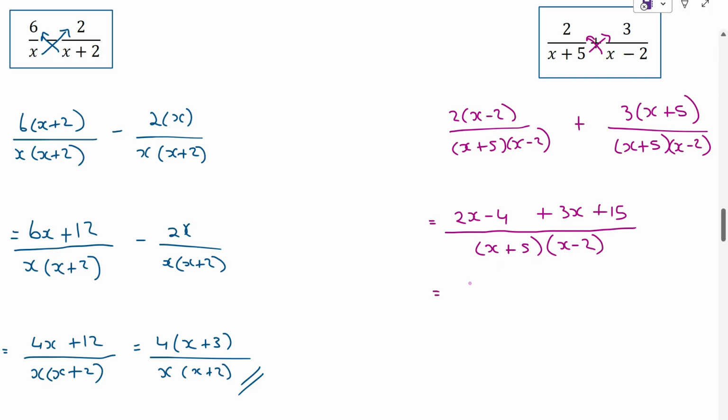Two x plus 3x is 5x. Minus 4 plus 15 is plus 11. All over x plus 5, x minus 2. The numerator can't be factorized any further, so this is our final answer.